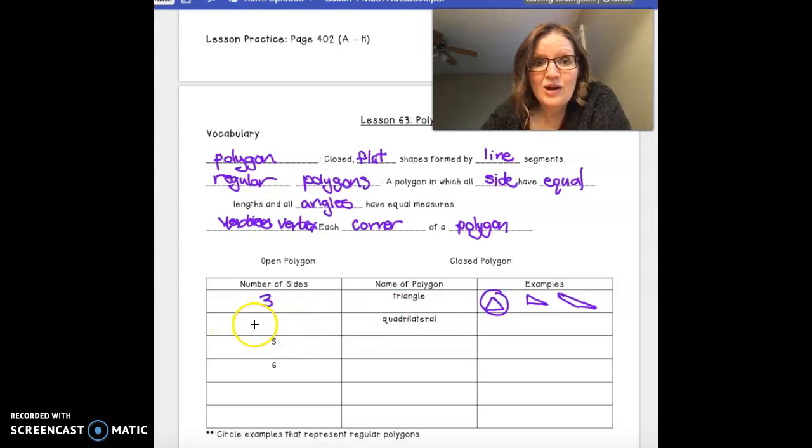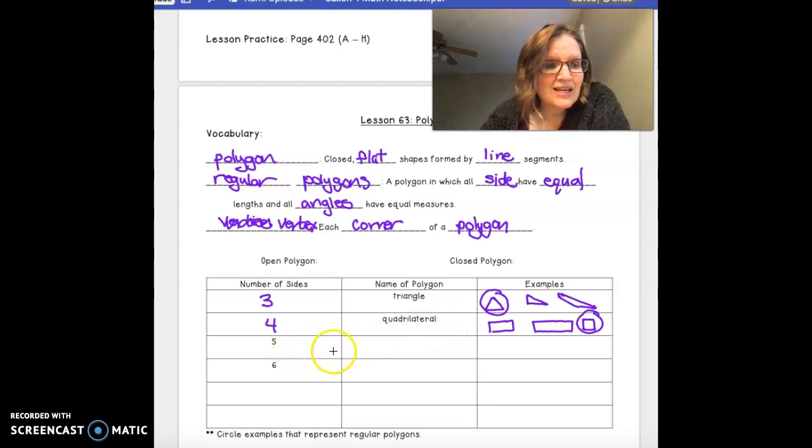The next one, when we have a shape that has four sides and four angles, we call this a quadrilateral. And here are some examples of quadrilaterals. And then this is the example of a regular quadrilateral. All the sides are equal, all the angles are equal. Tell me what that looks like to you. Yes, a regular quadrilateral is also known as a square.